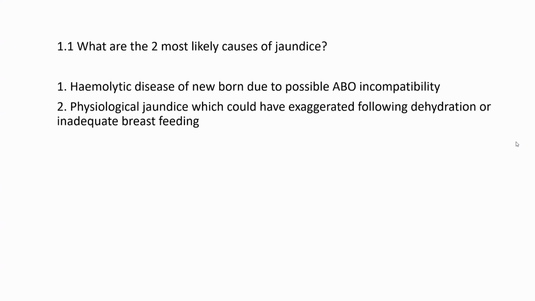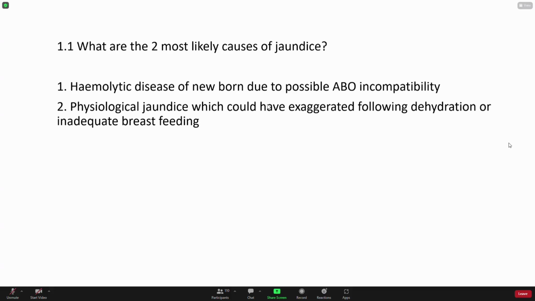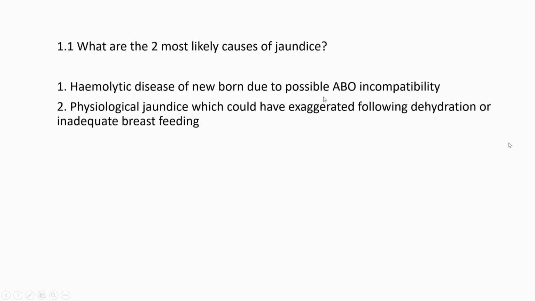So you have to say either neonatal jaundice due to ABO incompatibility, or the more appropriate term is hemolytic disease of newborn due to ABO incompatibility. I would put "possible" because I don't know what the baby's blood group is. That's why I further modified my answer, saying possible ABO incompatibility. The second one, yes, I would write physiological jaundice.